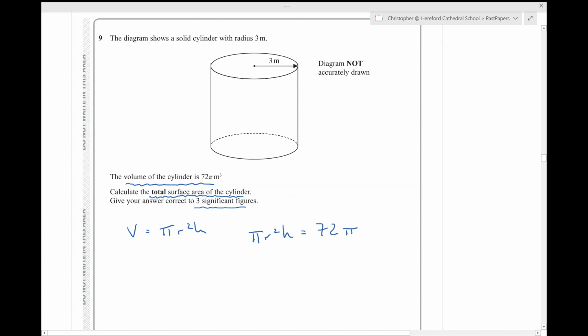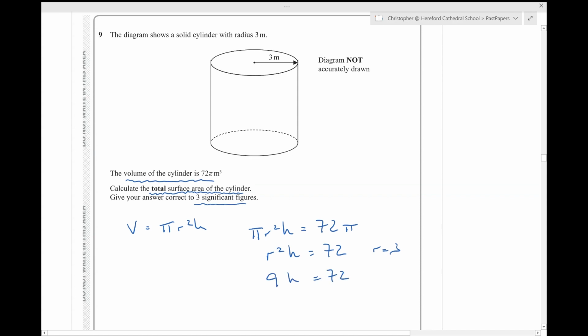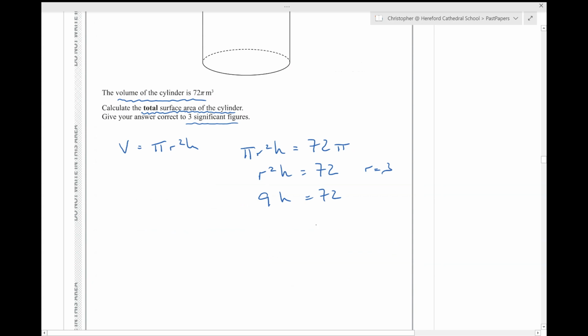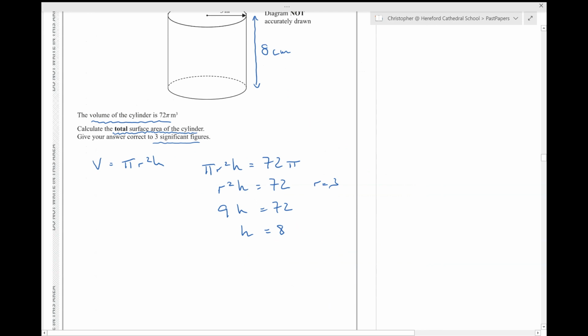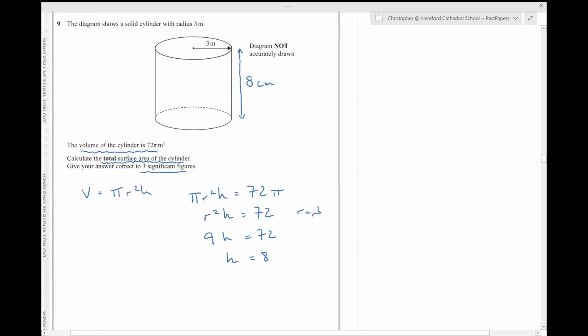Well, divide both sides by pi. Now I know that r squared h is 72, and I know r as well is 3, don't I? So that tells me that 3 squared, r squared, 9h is 72. Divide both sides by 9. I now know the height of the cylinder is 8 centimetres. And the question now is, can I calculate the total surface area of the cylinder?